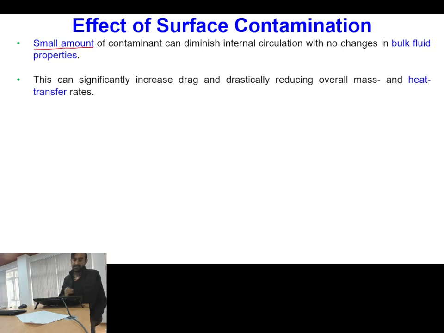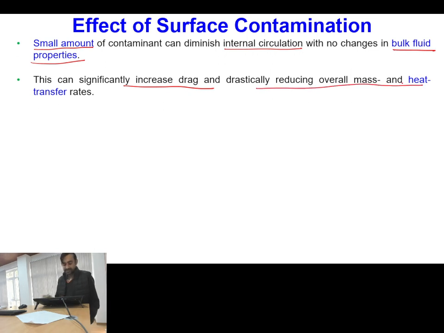So our first assumption is that a small amount of contaminant is present in the system, which will be diminishing the internal circulation, whereas we don't have any change in the bulk fluid property. Our contaminant is so small that it is not influencing the bulk fluid properties. Our second assumption is that we can have a significant increase in the drag force and a drastic reduction in mass and heat transfer rates if contaminant is present.